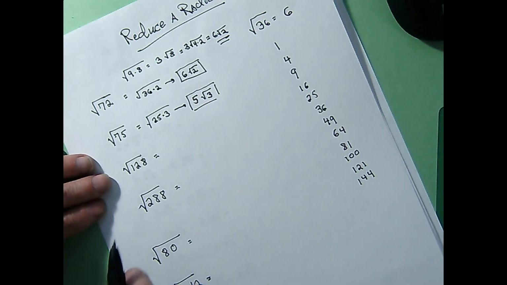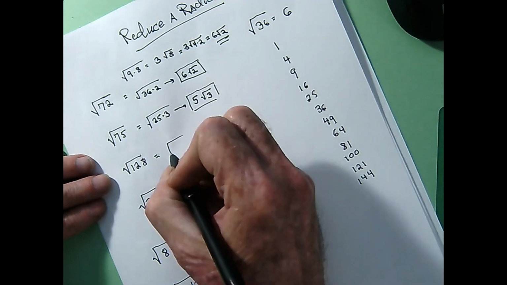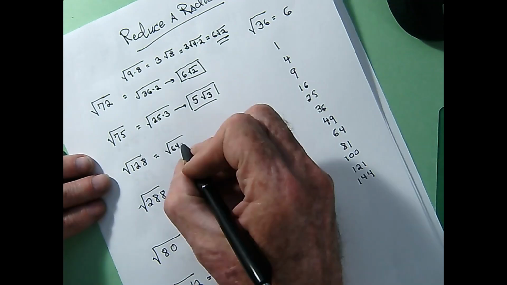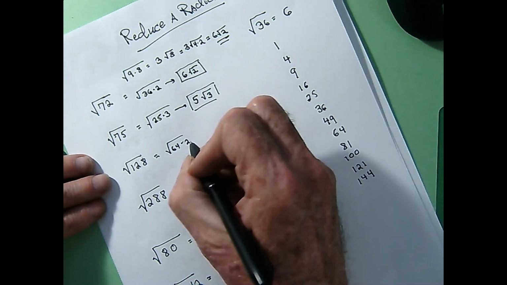You might be thinking, well, it's 4 times 32, but I'd say bigger than that. It's 64 times 2, isn't it? Yeah, I think it is. 64 times 2. Let's write it that way. Find the biggest perfect square you could that's a factor of the number in the radical. I think it's called the radicand. Anyway, that's 64 times 2.